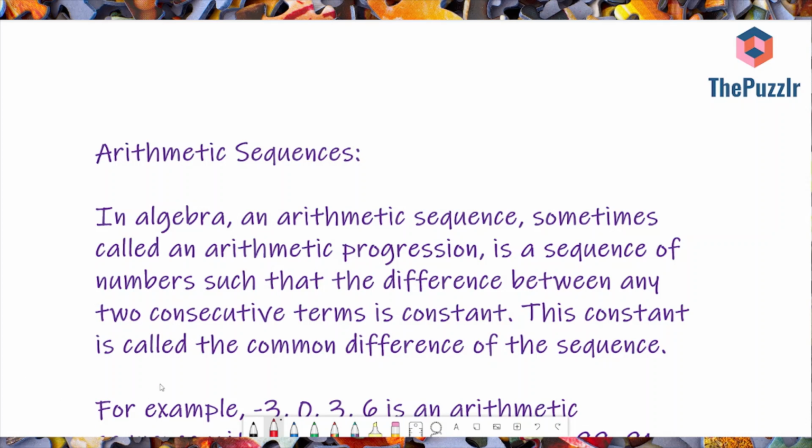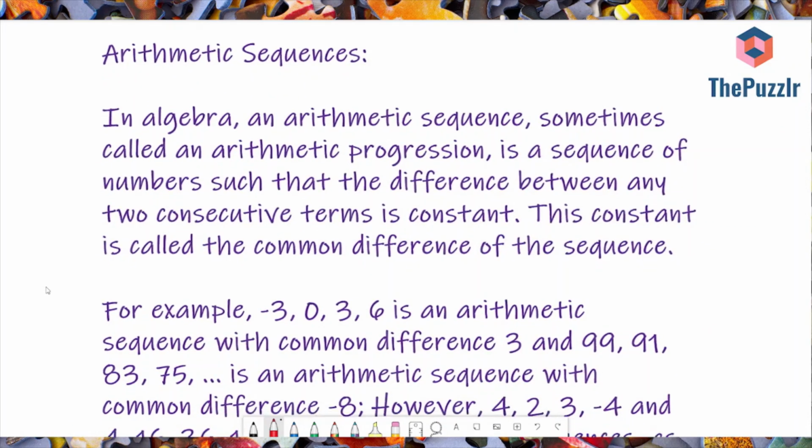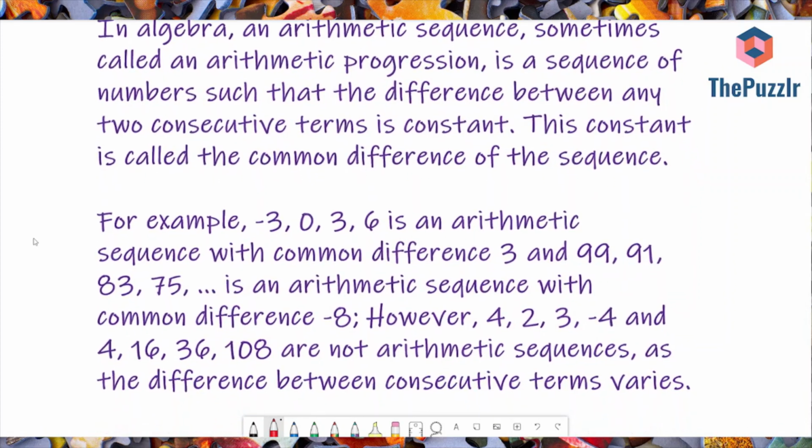So in algebra, an arithmetic sequence, sometimes called an arithmetic progression, is a sequence of numbers such that the difference between any two consecutive terms is constant. This constant is called the common difference of the sequence. For example, -3, 0, 3, 6 is an arithmetic sequence with common difference 3 and first term -3. And 99, 91, 83, 75 is an arithmetic sequence with common difference -8 and first term 99.